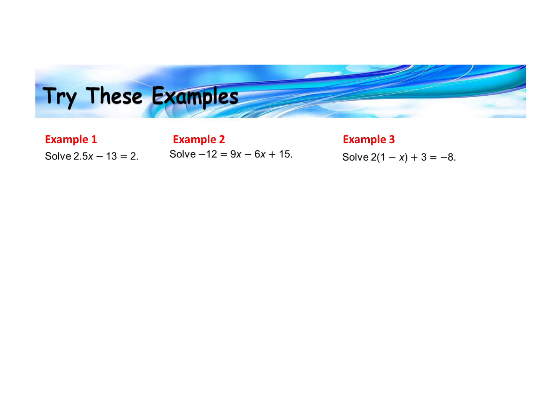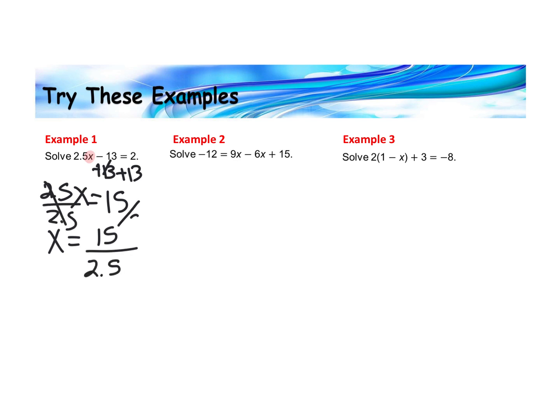Okay, so for the first one, we see what we need to find. We need to find this x. So anything that's not with that x, we're gonna move to the other side. So we're gonna add 13 in this case. This one cancels out. So we're gonna get 2.5x equals 15. So x equals 15 over 2.5 because I divided on both sides. Again, you can't have a decimal when dividing.